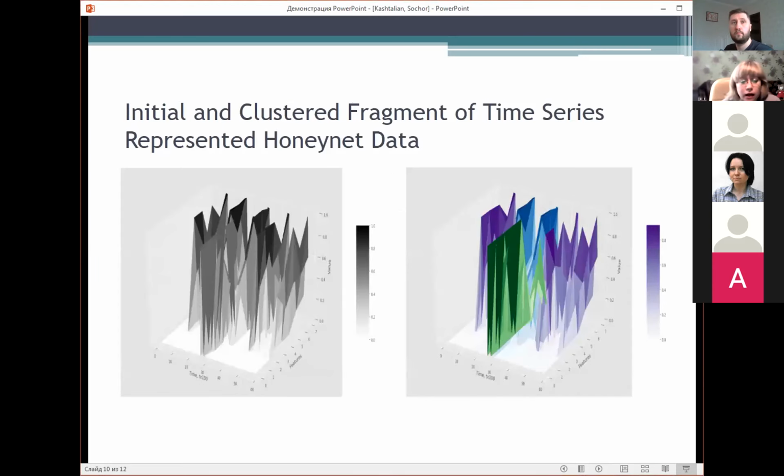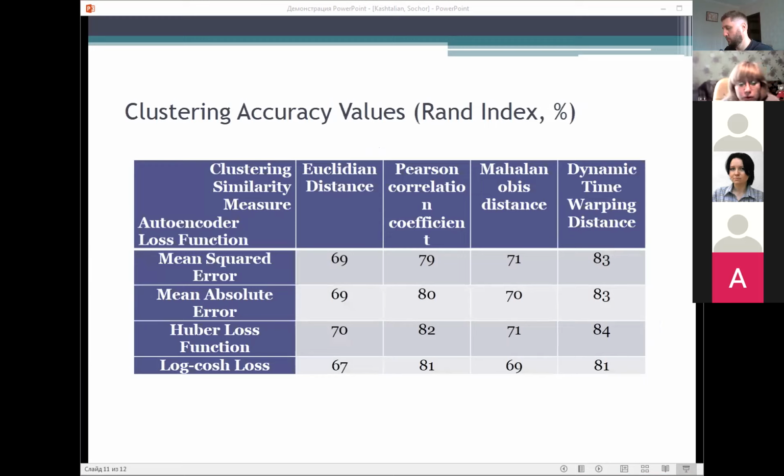The analysis was conducted on the basis of data received from the HoneyNet. It is shown an initial and a clustered fragment of multidimensional time series representing HoneyNet data. Clustering was performed using different combinations of a decoder reconstruction loss function and the clustering similarity measure. The results were compared to the pre-labeled patterns and are shown on the slide. The best results among similarity measures are shown by dynamic time warping distance, which is quite logical since this distance is more invariant to some displacement compared to the other similarity measures.